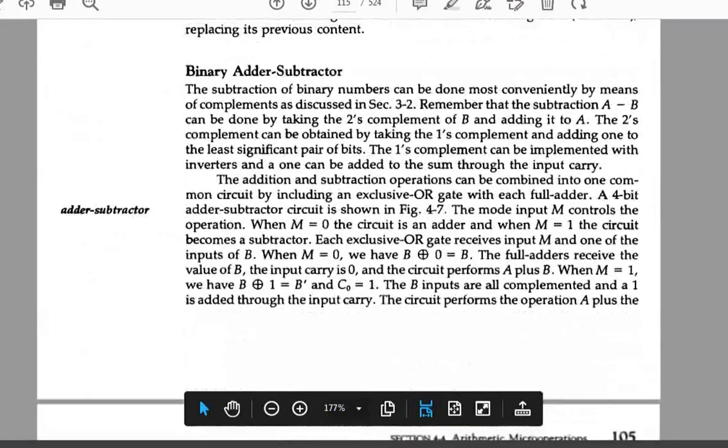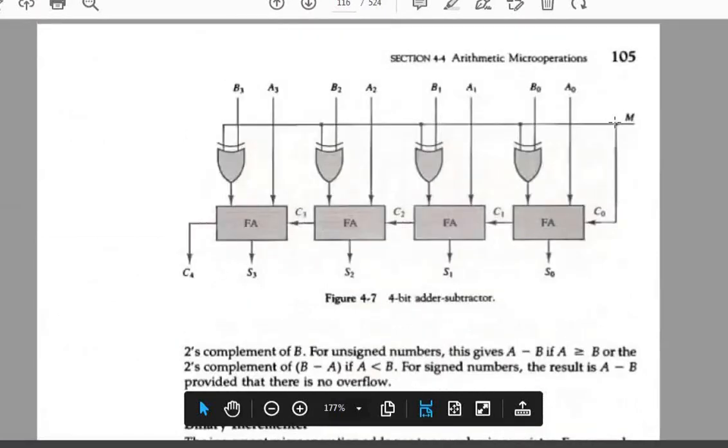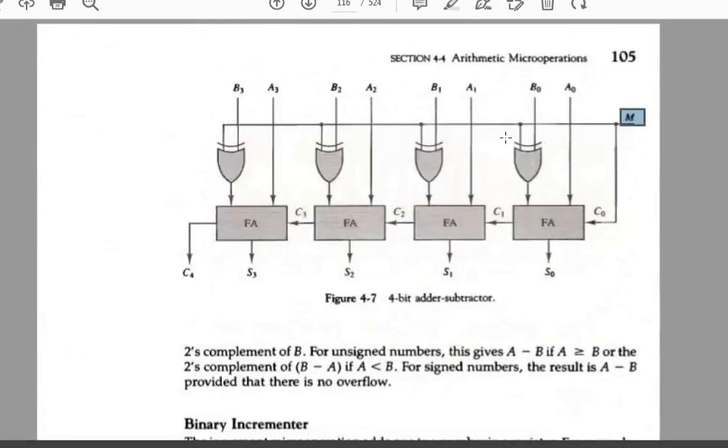This is a binary adder subtractor. What did we do? This is my M. The value of M is XORed with the second number b0, b1, b2, b3, and it is also provided as a carry in. Okay, so this is a 4-bit adder subtractor.